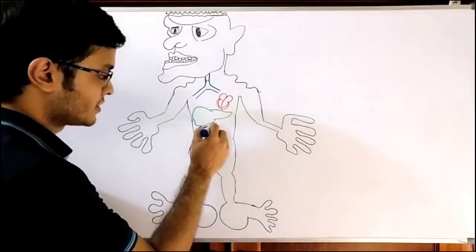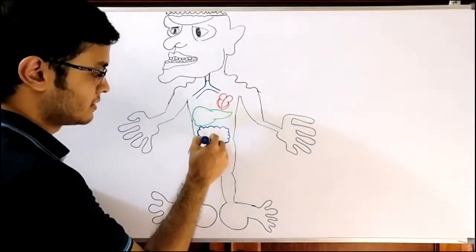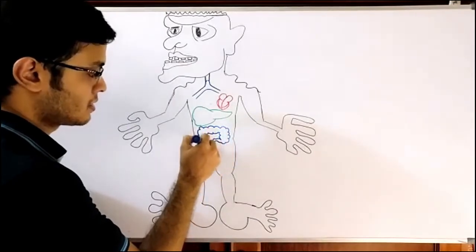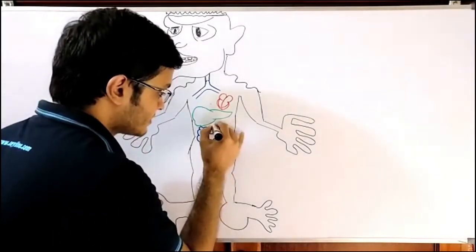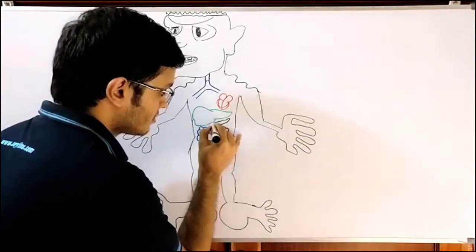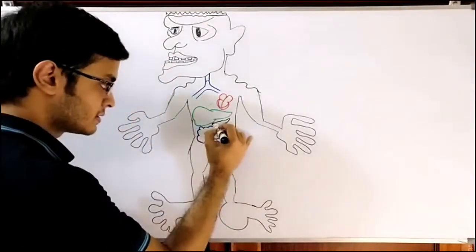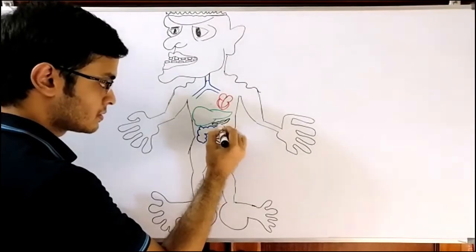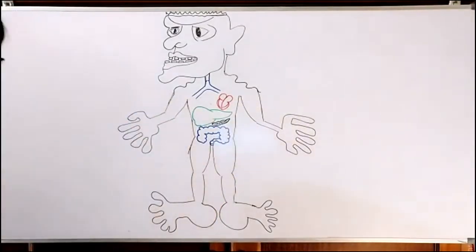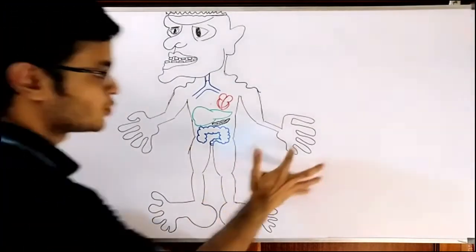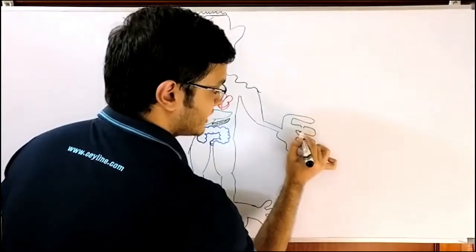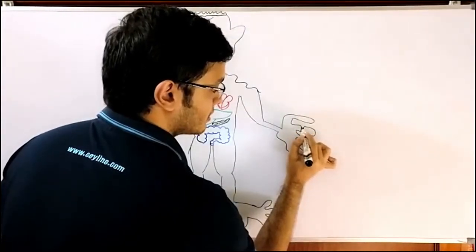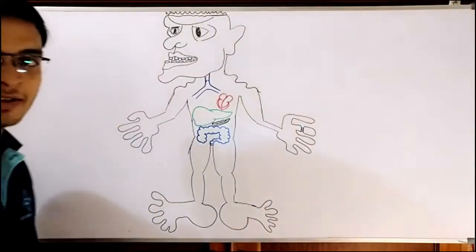And you can draw the colon also, guys. A large intestine only, no need to draw the small one. And somewhere in between here, draw the pancreas. Here, guys, on one of these fingers, draw a very tight ring.